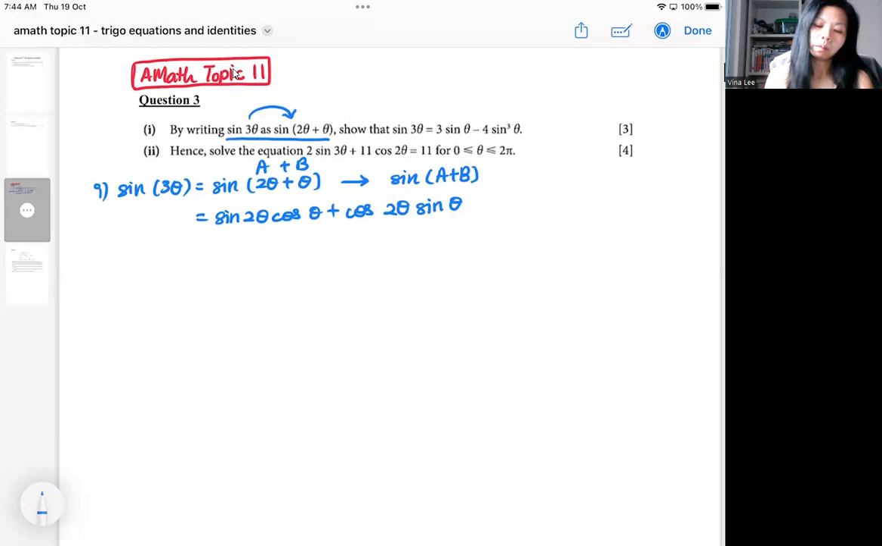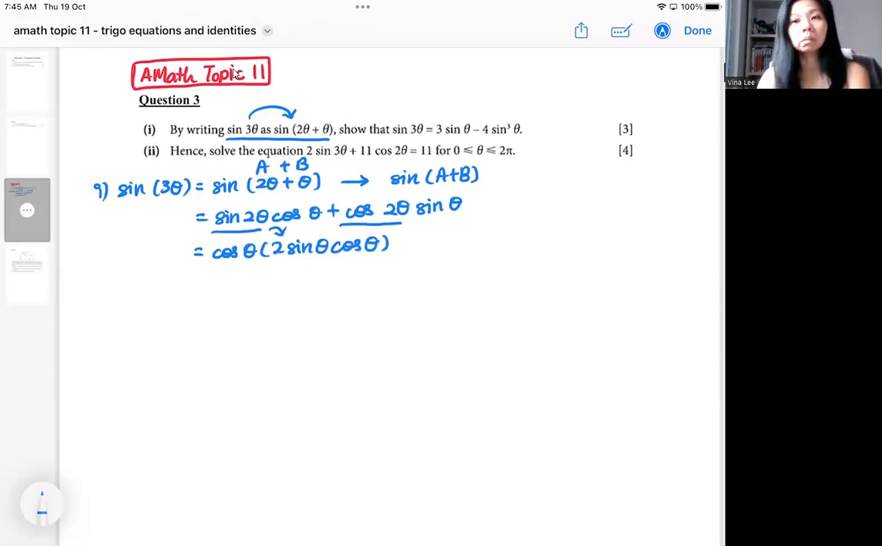Now you will see the double angle. After you apply the addition formula, you see your double angle. For sine 2 theta, there's only one double angle formula, so you do not need to ponder which formula to use. For cosine 2 theta, there are a few of them. You should be choosing the one that has only sine theta.